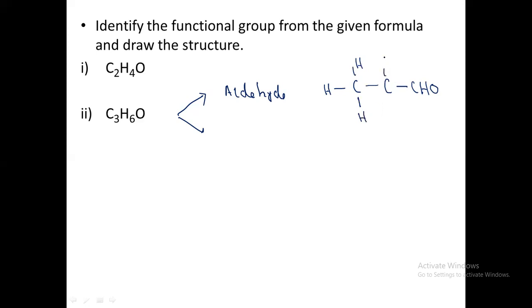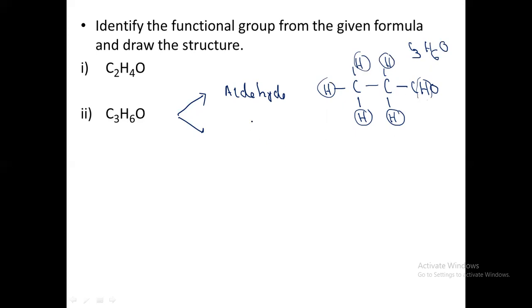2 valencies to be used, so 2 hydrogen. So look at the formula. How many carbon? Total 3 carbon. How many hydrogen? 1, 2, 3, 4, 5, including this 6. How many are left? 1 oxygen. So an aldehyde is possible with this formula C3H6O. It's a 3 carbon aldehyde.